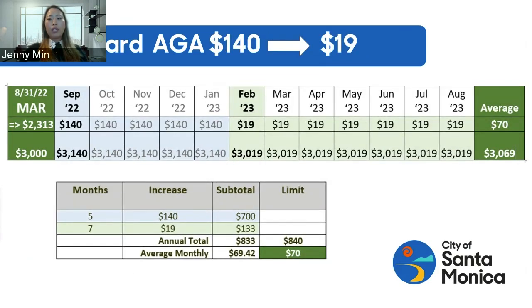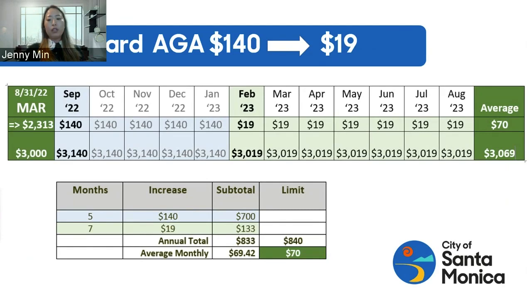In this one, we're looking at if they receive the maximum dollar value. So if the rent was equal or greater than $2,313 and there was a dollar cap of $140 for the 6% and a dollar cap of $19 for the 0.8% increase in February. So if the MAR in August 2022 was $3,000, then starting September, the new MAR would be $3,000 plus $140, which would equal $3,140.